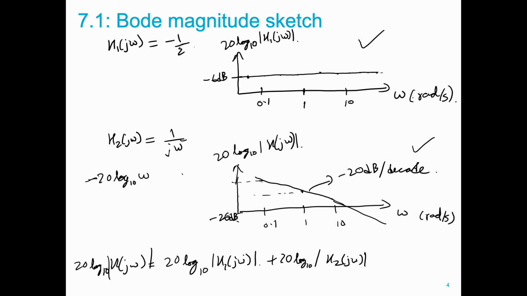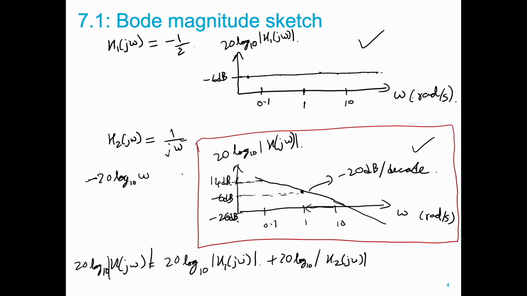And of course, this would go up by 20 decibels, because if I move to the left, this point would correspond to minus 26 decibels plus 20 decibels, which is minus 6 decibels. And I add another 20 decibels over here. So the gain at frequency 0.1 radians per second is going to be 14 decibels. All right, so this is the final Bode magnitude sketch for the frequency response that we had in this example.